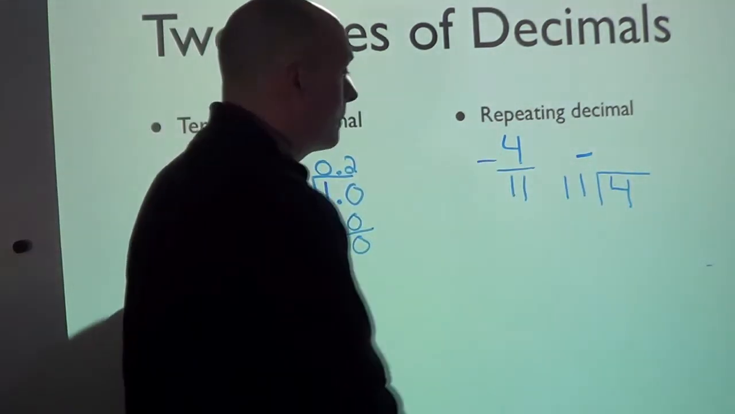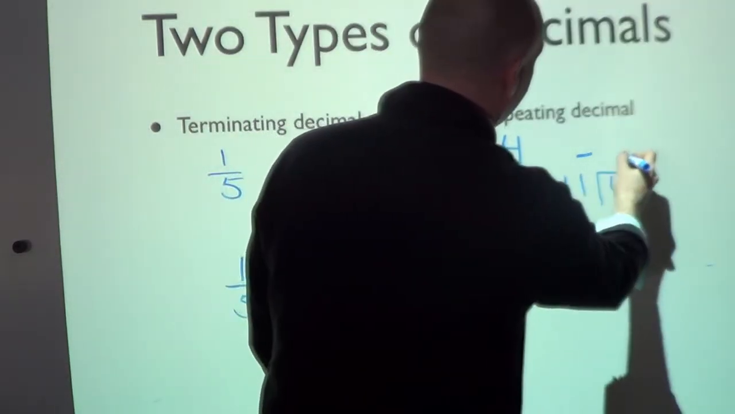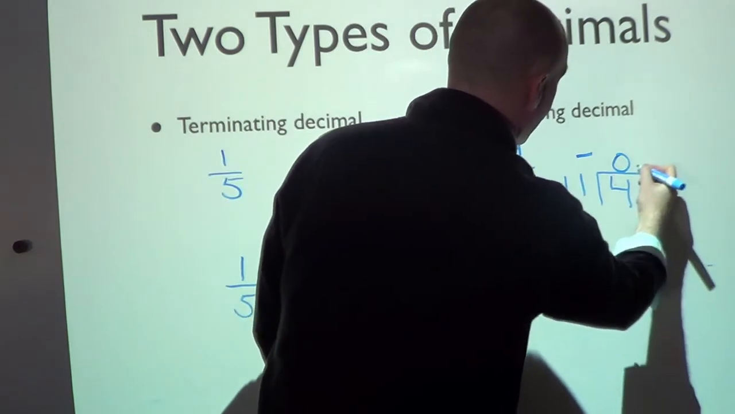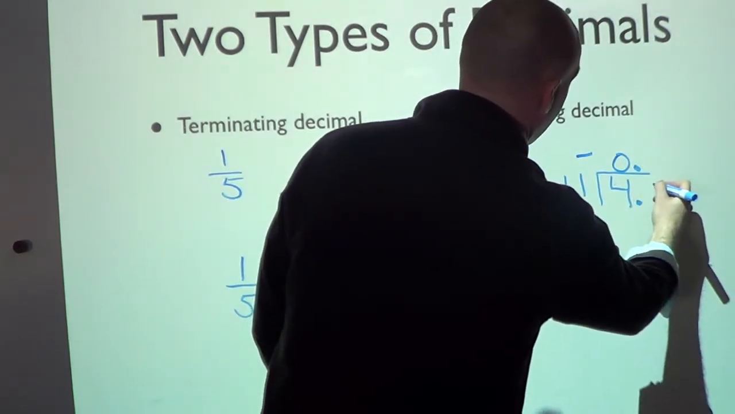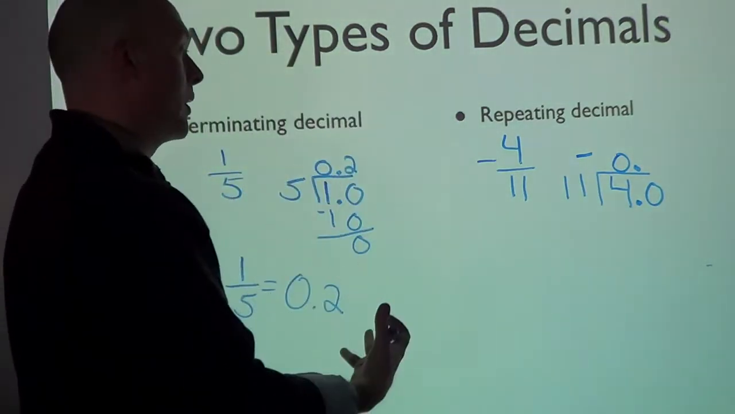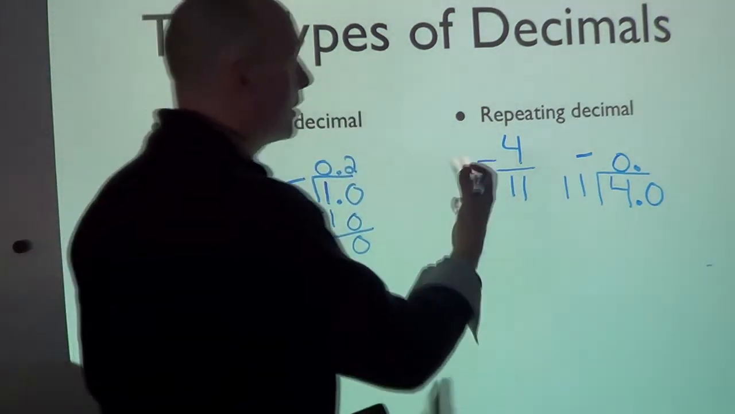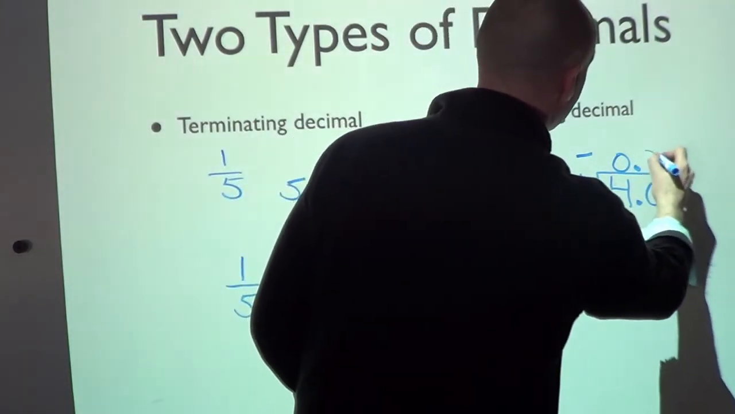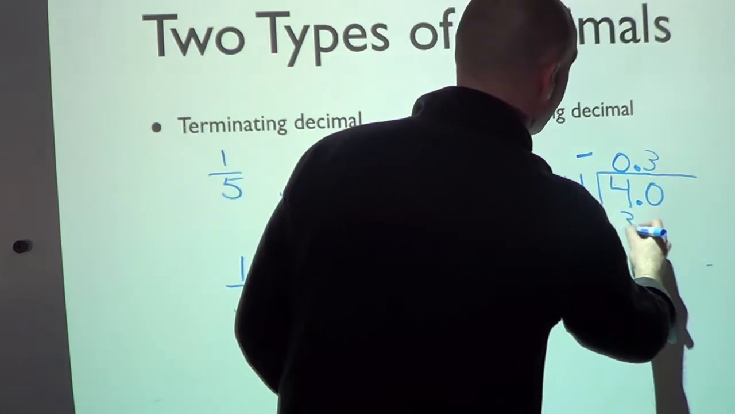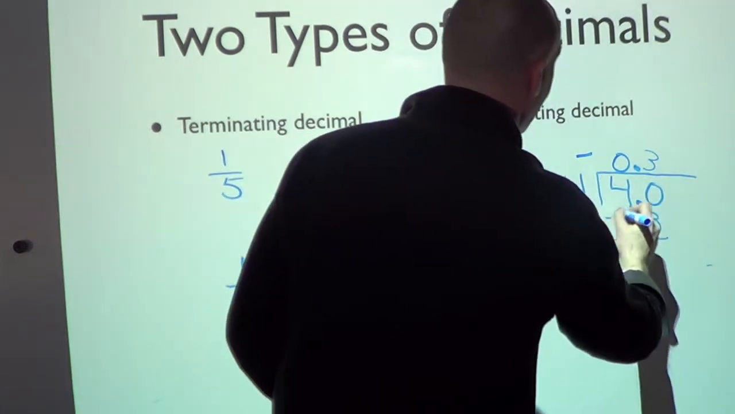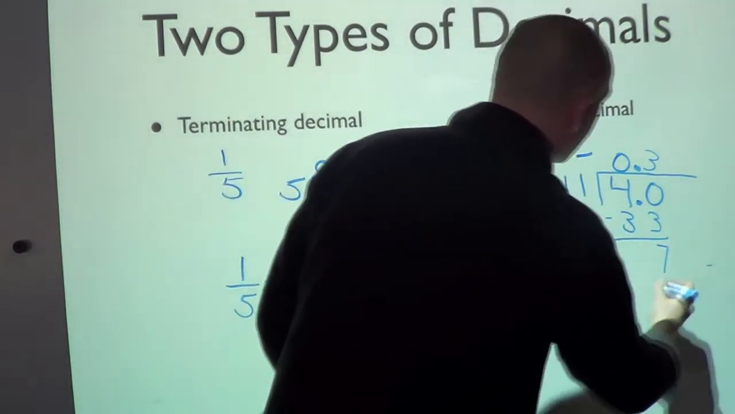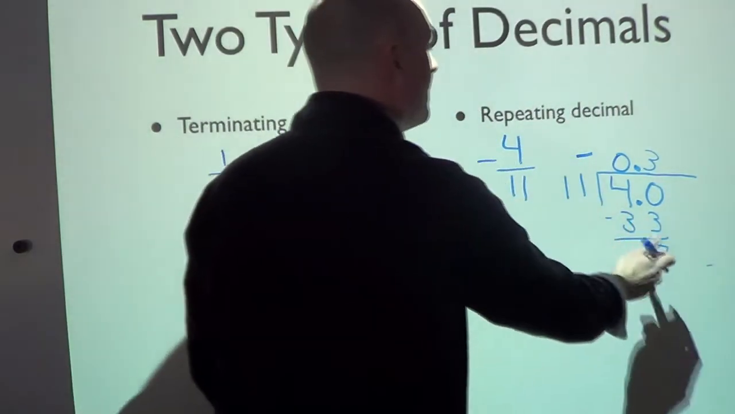Let's go back to dividing. 11 cannot go into 4, so we put our 0. We will annex the decimal place and annex a 0. Now, how many times can 11 go into 40? Well, it can't go evenly, but the closest it can is 3. 3 times 11 is 33. Subtract. 40 minus 33 is 7. Okay, we have a remainder.